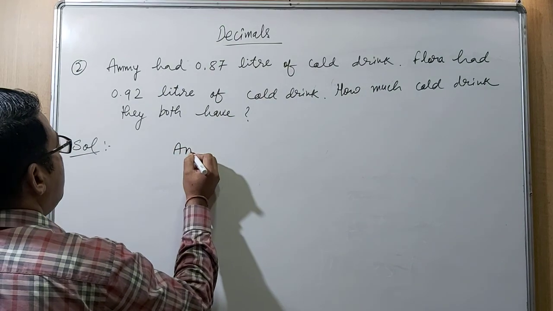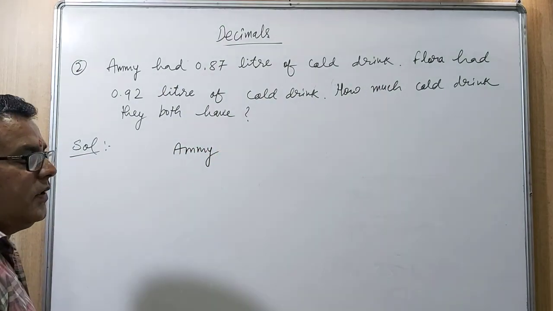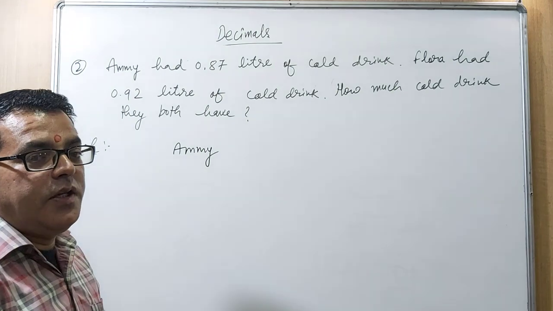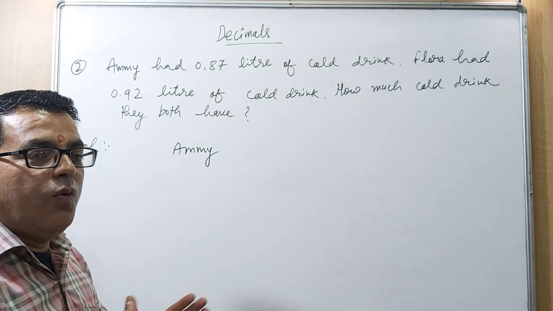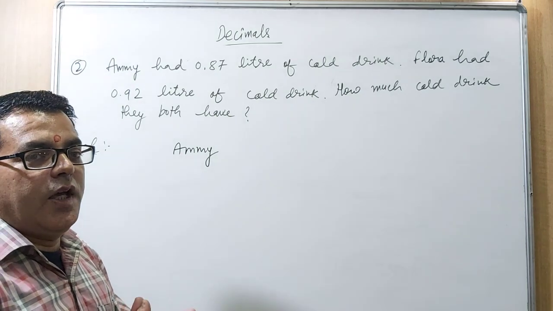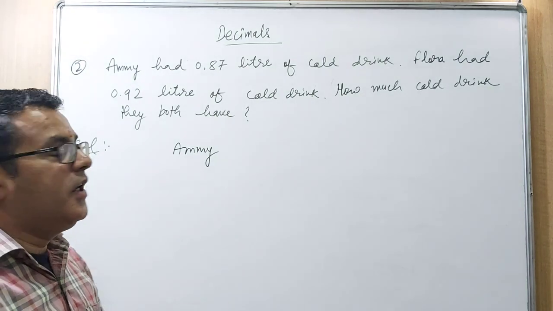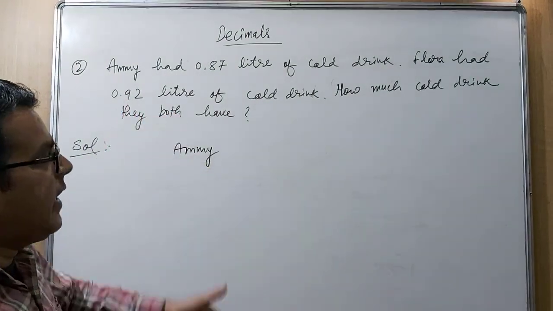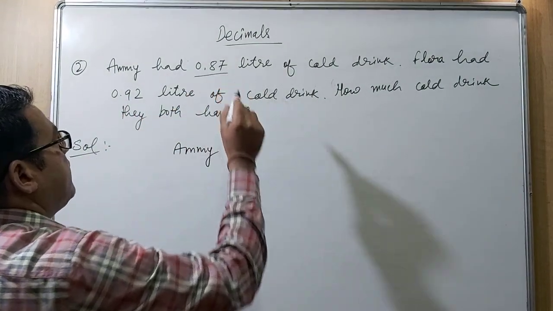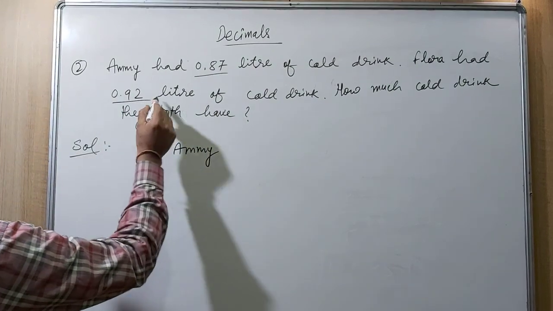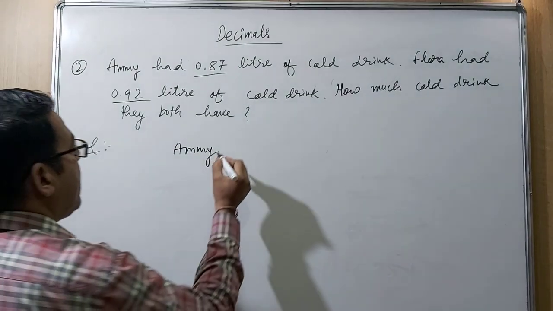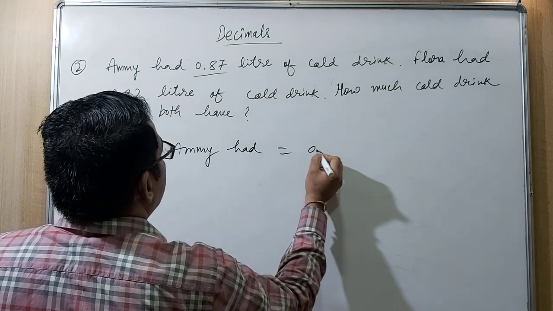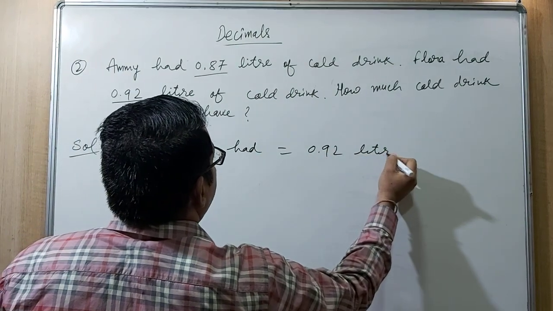So what to do? Suppose I have 10 rupees with me and you had 5 rupees with you. So what is total amount that we both have? So 10 plus 5, we can say 15. In similar manner, we can add that Amy had this much of holding and Flora had this much of holding. And the total quantity, how we can get after adding both the quantities. So Amy had 0.87 and Flora had 0.92 liter of cold drink.